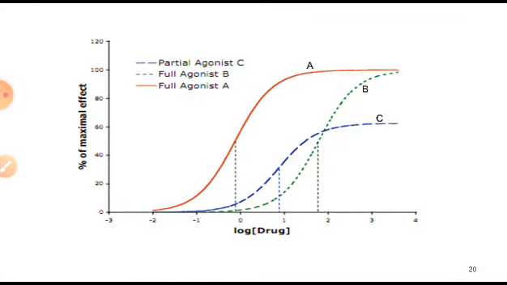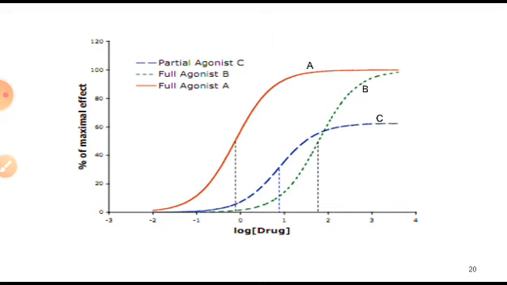Here you can understand with this graph. The blue line shows the partial agonist, drug C, the red line is the full agonist, and the green dotted line is also a full agonist. Three drugs have been shown, but they vary in drug dose as well as effect. One axis is maximum effect and the other is drug dose. The red one needs less drug and produces a high effect, so we call it a full agonist.